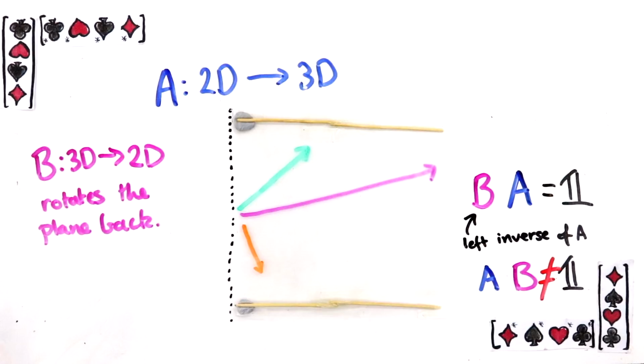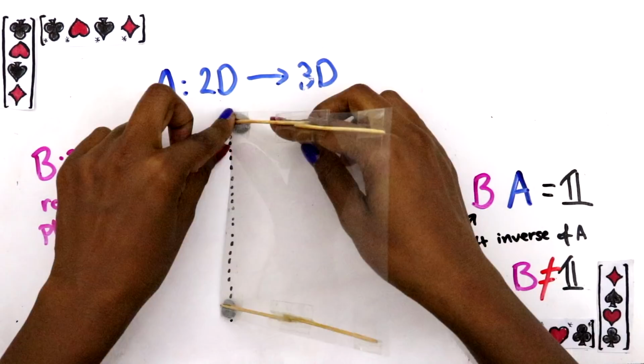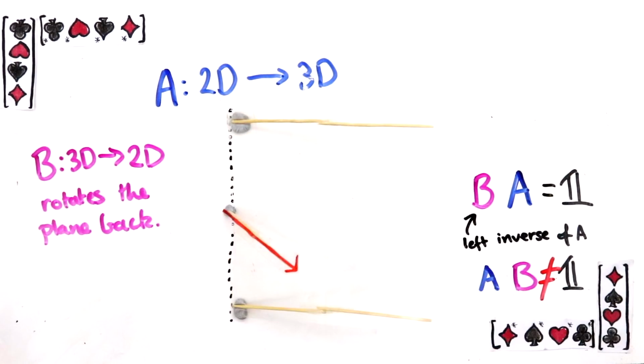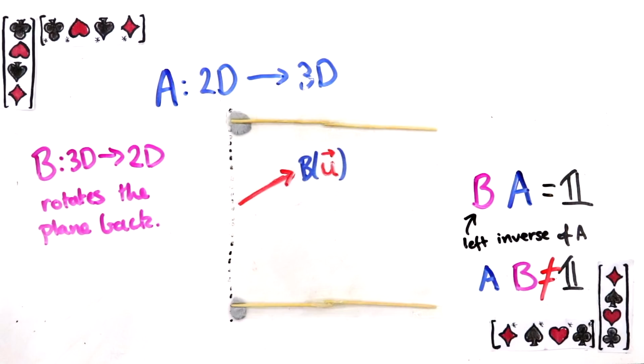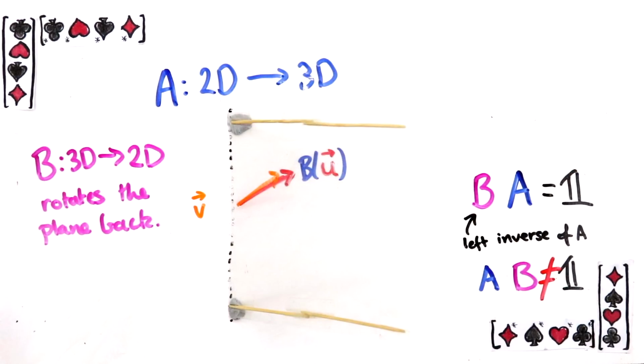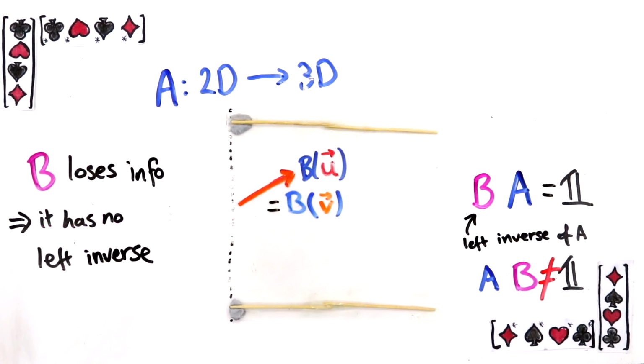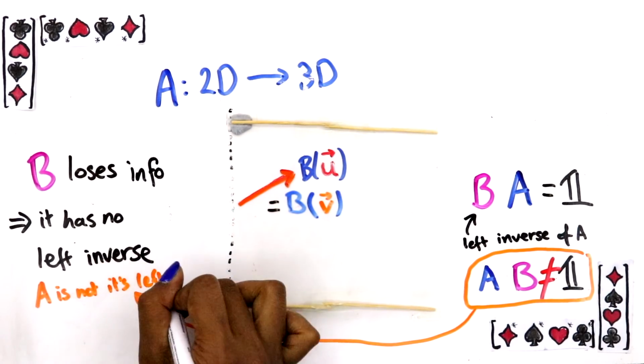Remember, B takes any 3D vectors and makes them 2D. Take a 3D vector that is not in the plane. Say B puts it here. But wherever it puts it, it's a problem because there's another vector that's already been sent there by B. In this case, it's this 3D vector on the plane that goes to the same place as our other vector. B loses information and hence it can't have any left inverse, i.e. it can't be undone, and so AB equals identity is definitely not true.